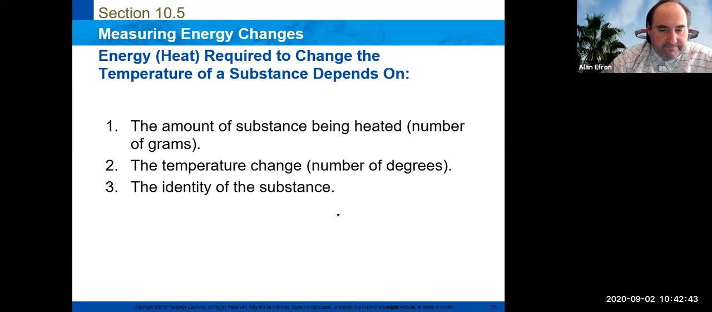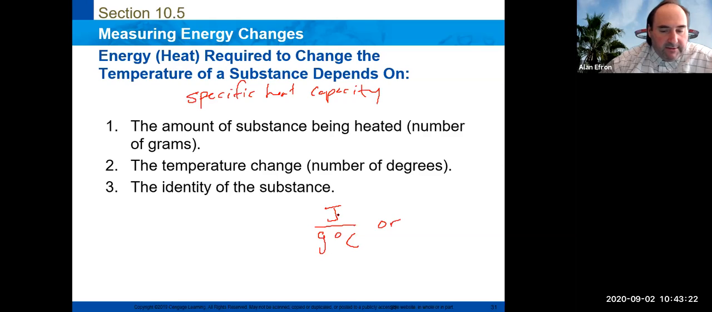Now, the heat required to change the temperature does depend on the substance, and the amount of the substance, or the number of grams, the temperature change, and the identity of the substance. And there's something, as we will see here in just a second, which is known as the specific heat capacity. And the specific heat capacity really is the amount of heat required to change 1 gram of a substance by 1 degree Celsius. And that's why specific heat capacity, as we'll see, I think on the next slide perhaps, has units of joules per gram per degree Celsius.